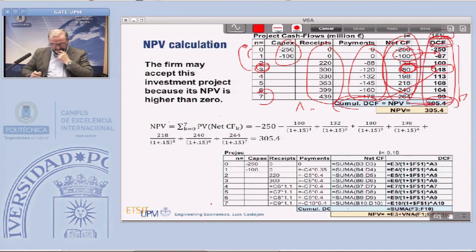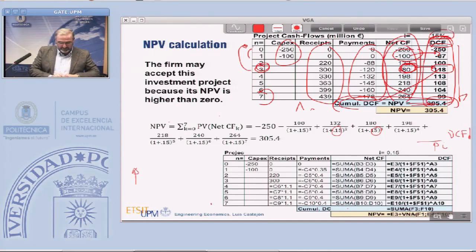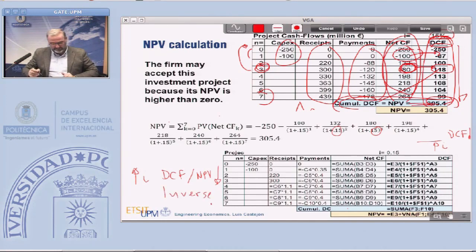You see here that every net cash flow is divided by the interest rate. So as we are dividing, any increase in the cost of capital, in the interest rate, means the discounted cash flows decrease. So there is an inverse relation. As the interest rate increases, the discounted cash flow of every year, and of course the net present value, decrease. So there is an inverse relation between both.